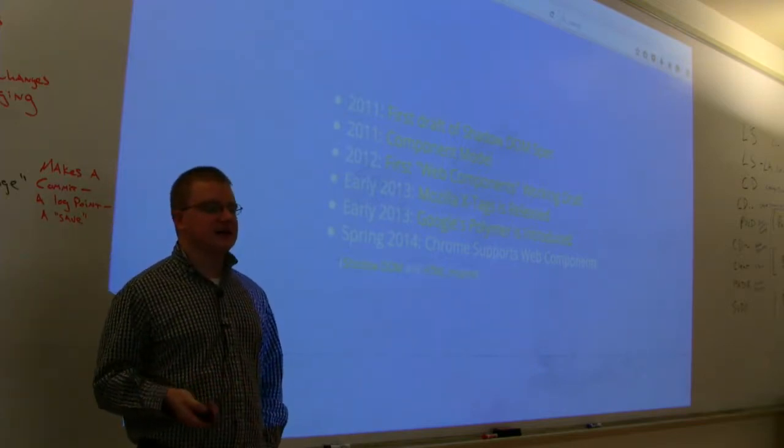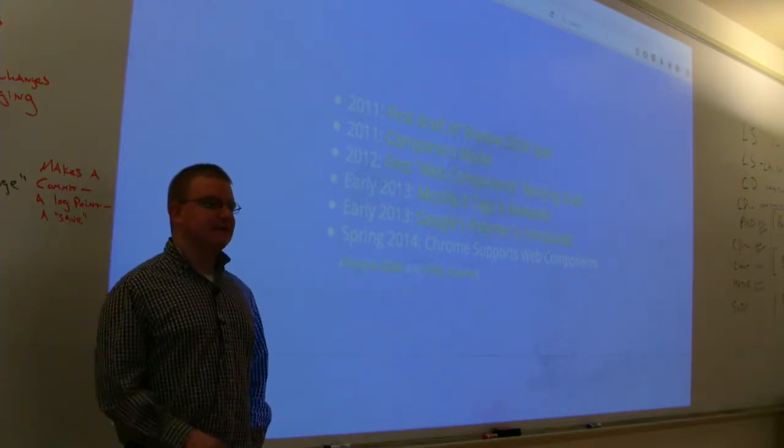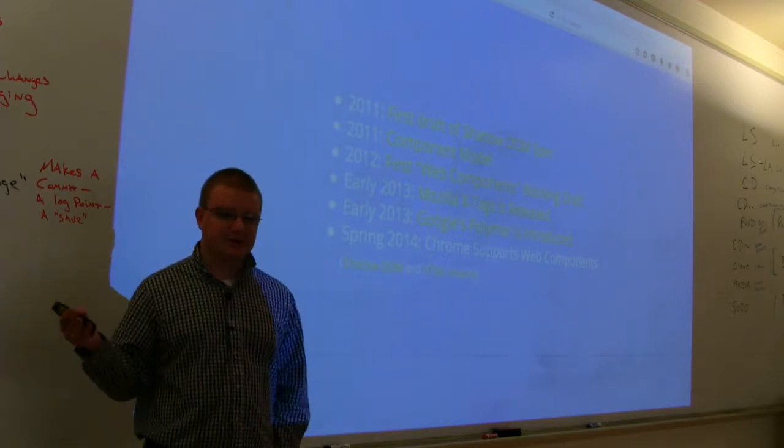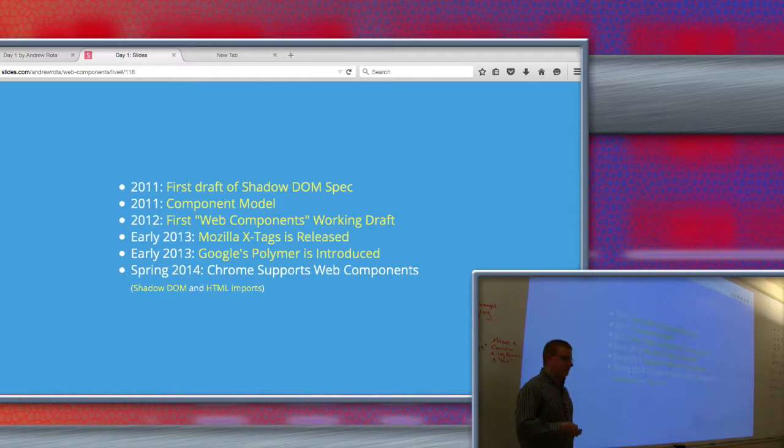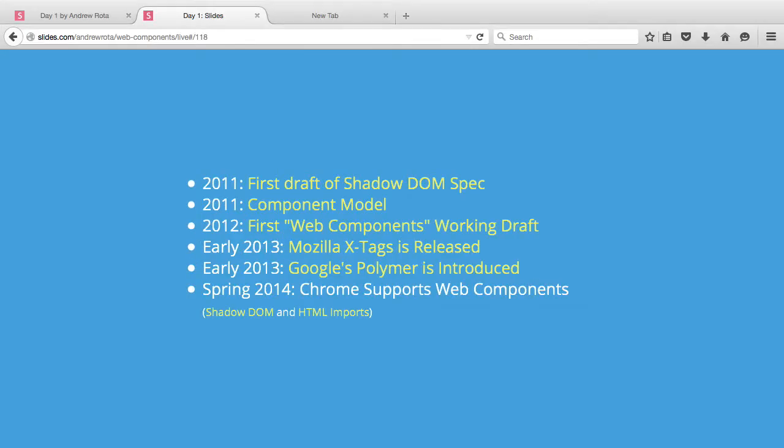Again, I won't be talking a lot about Polymer this week, but it was an important part of this road to Web Components. Together, both Xtags and Polymer were able to introduce the polyfill that we'll talk about later that allows us to use Web Component features on non-Web Components browsers. And then in spring 2014, Chrome started supporting Web Components, Shadow DOM, and HTML imports.